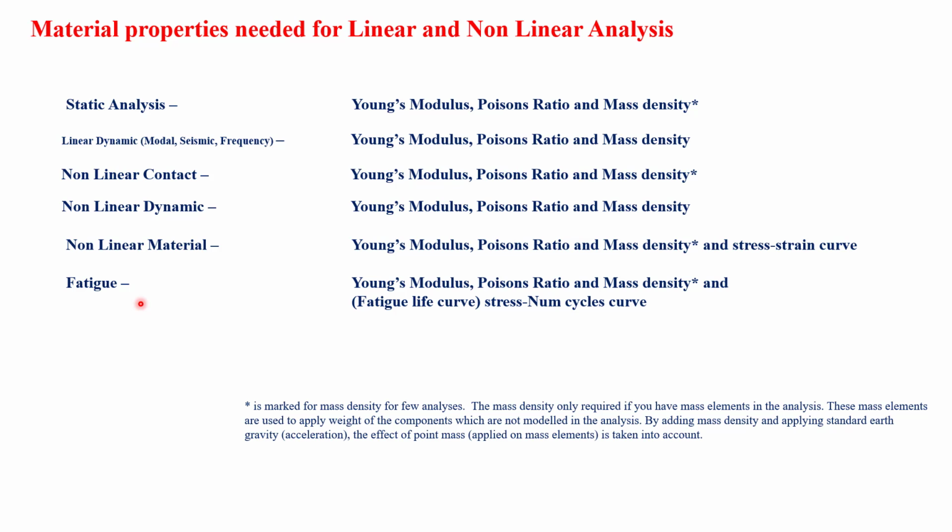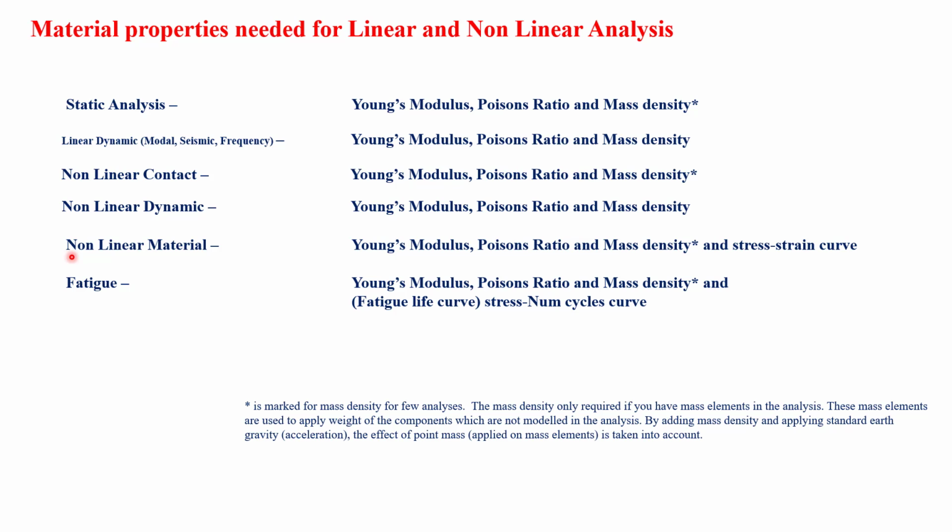If you want to check the mass, or if the mass is a concern, then we utilize the density. A star marks it for the density analysis. Same thing for the linear dynamic analysis, likewise the modal, seismic and frequency analysis. We define all these factors. For the non-linear analysis, depending on whether you want to check the mass, we take it. Same for the non-linear analysis, we need the Young's modulus, Poisson's ratio and density.